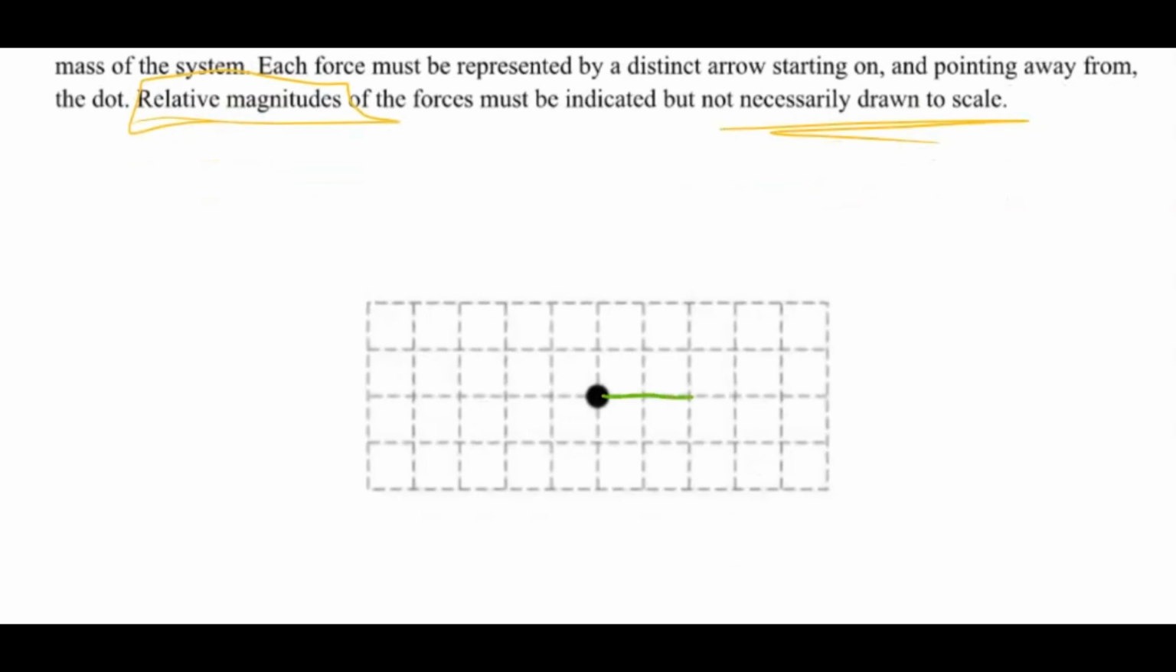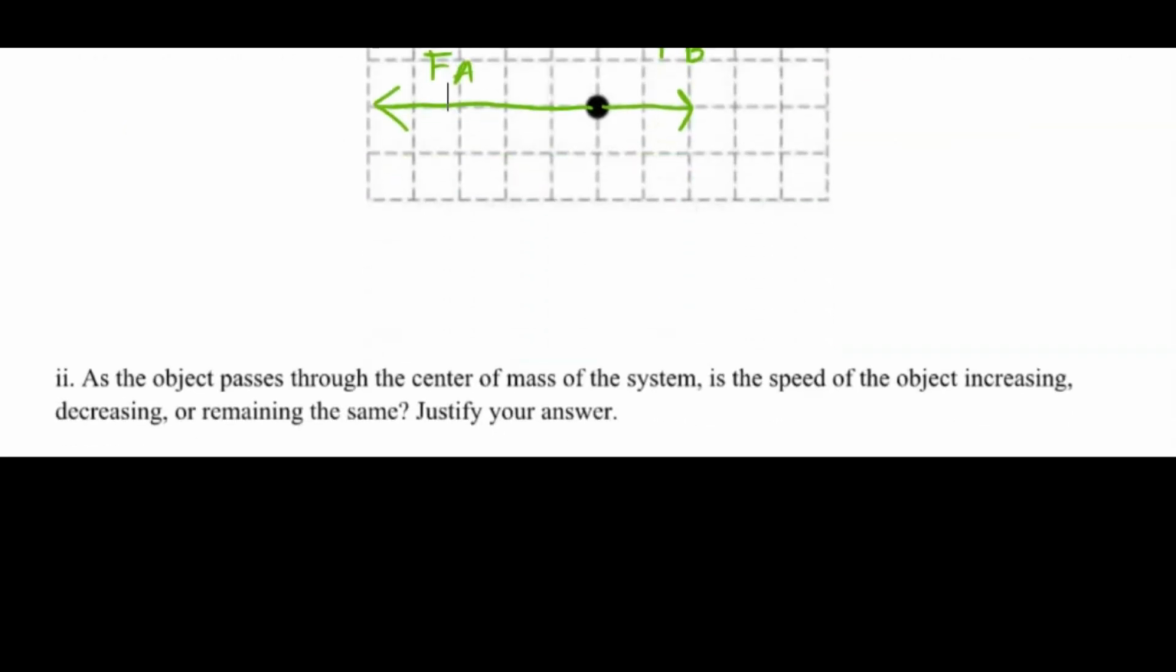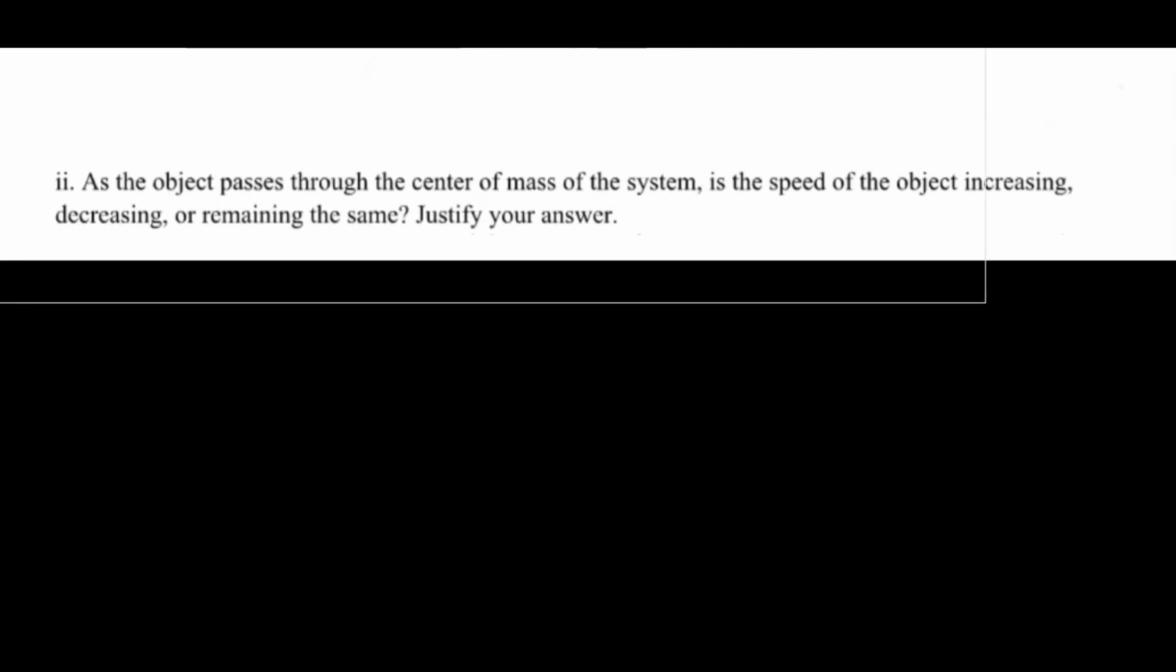And so now we can just draw the forces. The force of B, the gravitational force, we can just draw like this. And the force of A just has to be much, much bigger. We can draw it out like this. Force of A. All right, so the final part asks, as the object passes through the center of mass of the system, is the speed of the object increasing, decreasing, or remaining the same? So the speed here would be decreasing.